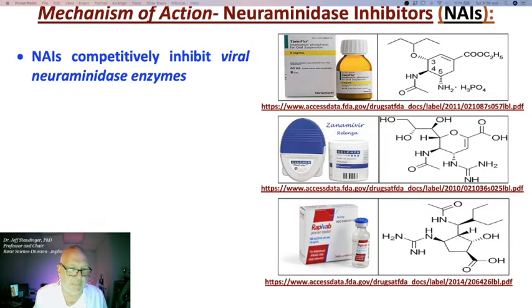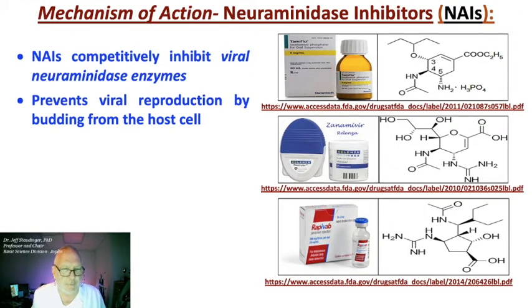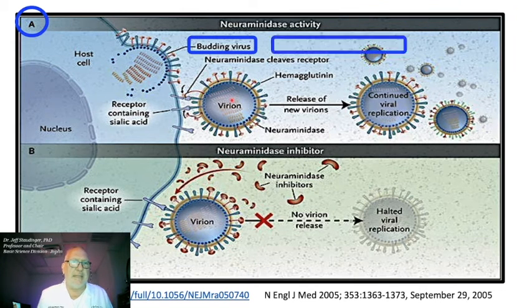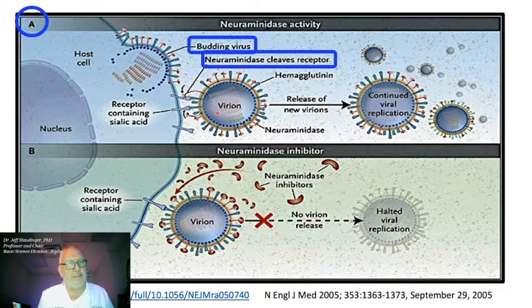All of these drugs competitively inhibit viral neuraminidase enzymes. These drugs prevent viral reproduction by budding from the host cell. First, let's look at the situation in condition A. There's a budding virus post-infection. Neuraminidase cleaves the receptor that holds the virion in place, releasing new virion, and you get continued viral replication.